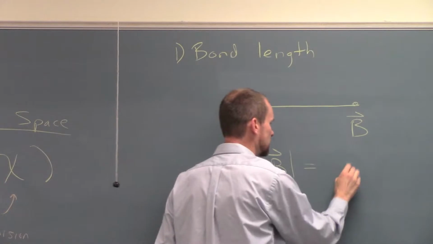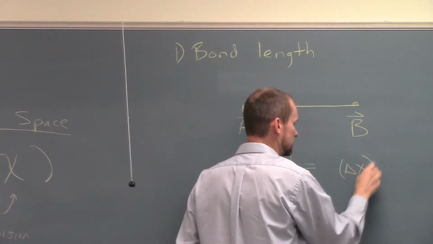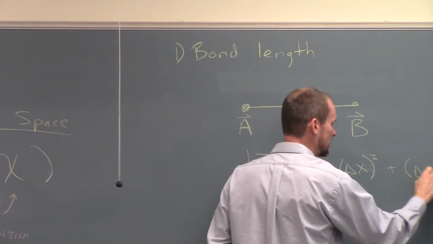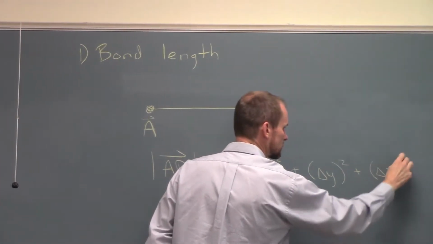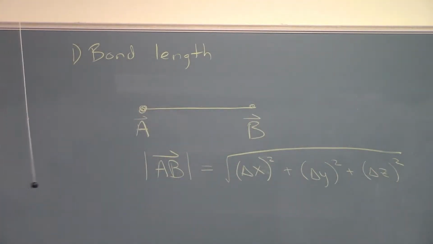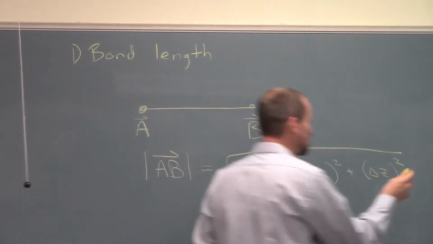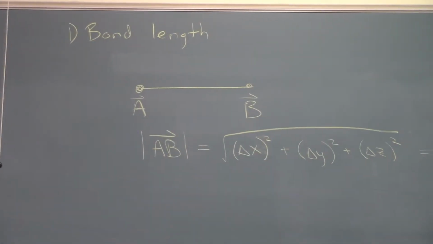vector calculus. We really want to take the change in the x coordinates and square it, the change in the y coordinates and square it, and the change in the z coordinates and square it, and then take the simple hypotenuse of that triangle of the three-dimensional coordinates, and we would get out the length between those two points.